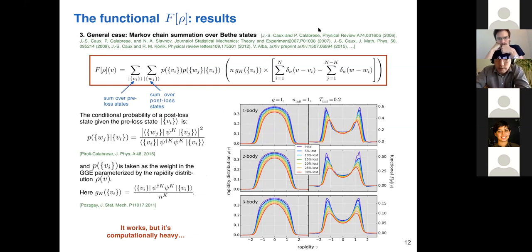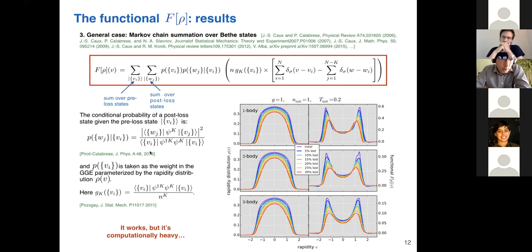And for this, we've implemented a summation over Bethe states, which is the technique that has been developed by Jean-Sébastien Caux and several collaborators over the years. So essentially we are computing that double sum. It's a sum over eigenstates before the loss here and eigenstates after the loss here, with some probability distribution which is defined out of the form factor of psi k, the operator that removes k atoms at the same position.